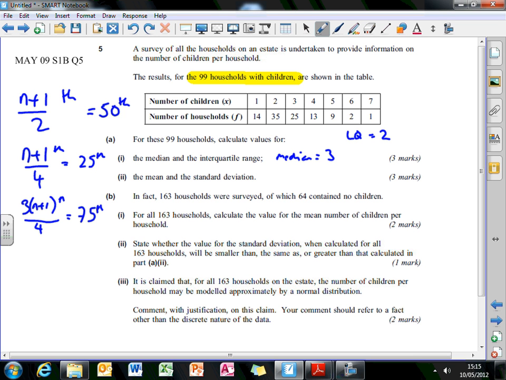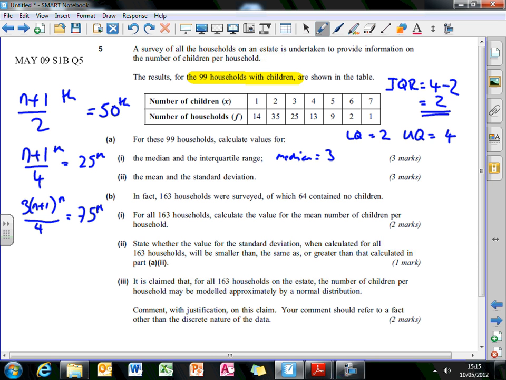Now the upper quartile being 75, keep your running total: 14, 35, 25. So the 75th one will be one of the 13 households with 4 children. So the upper quartile is going to be equal to 4. And the interquartile range is the difference between those. So 4 take away 2. So the interquartile range is 2.